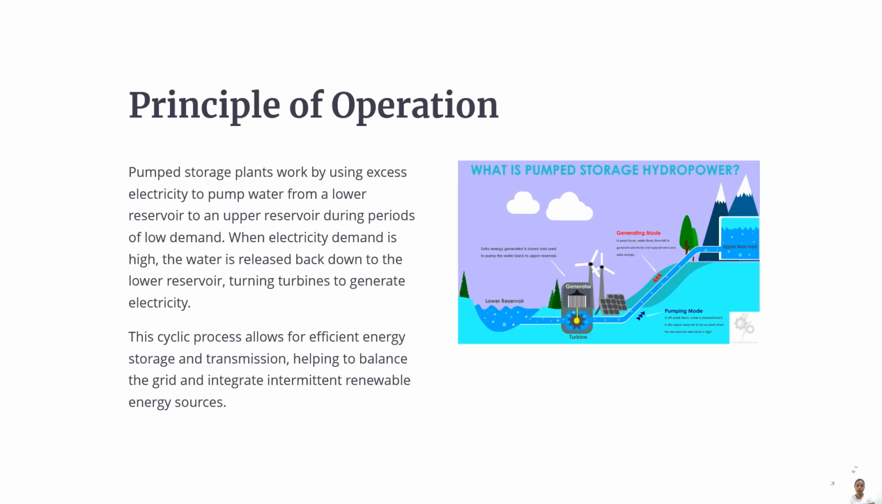Principle of operation. Pumped storage plants work by using excess electricity to pump water from a lower reservoir to an upper reservoir during periods of low demand. When electricity demand is high, the water is released back down to the lower reservoir, turning turbines to generate electricity. This cyclic process allows for efficient energy storage and transmission, helping to balance the grid and integrate intermittent renewable energy sources.